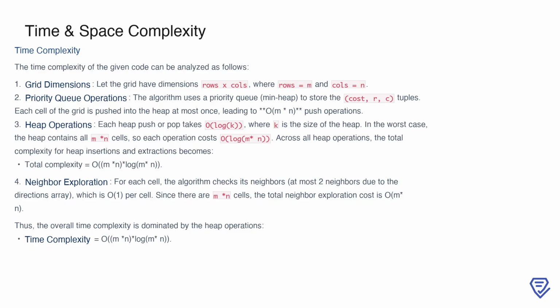Additionally, for each cell, the algorithm explores its neighbors. The number of neighbors is limited to 2 due to the constraints of the directions array, making neighbor exploration O(1) per cell. Since there are m*n cells, the total cost for this step is O(m*n). However, since the heap operations dominate the overall runtime, the time complexity of the algorithm is O(m*n log m*n).